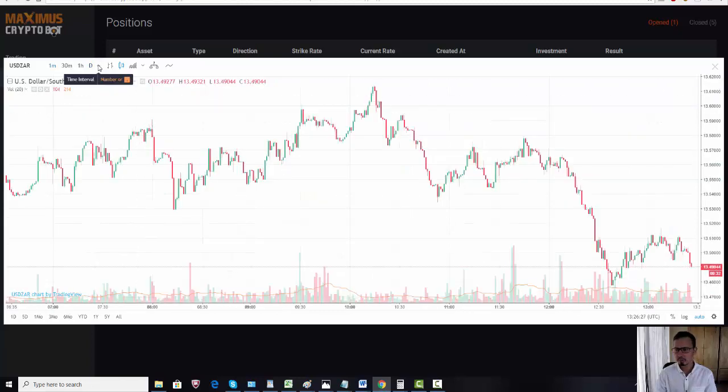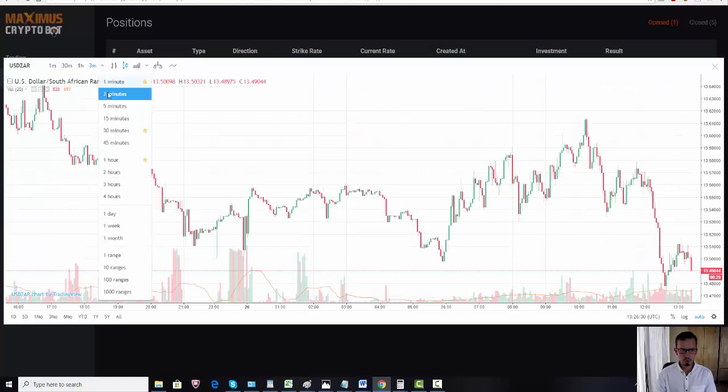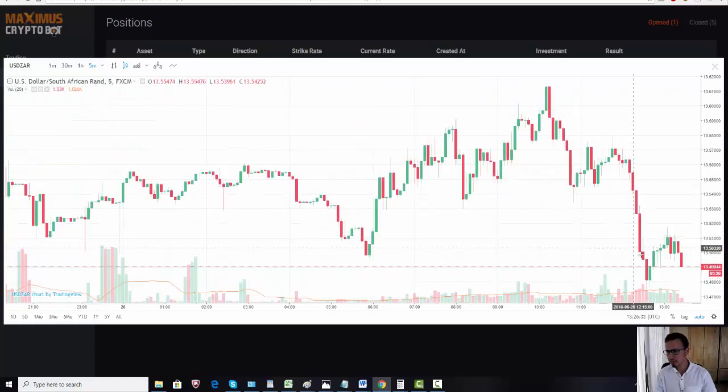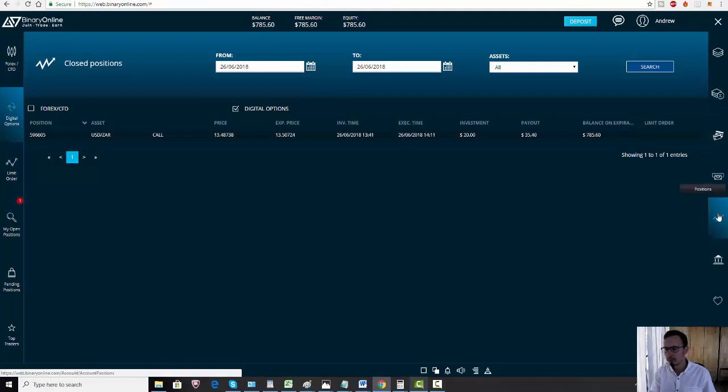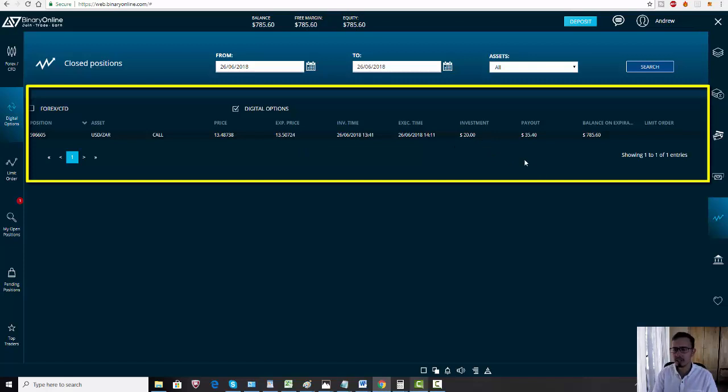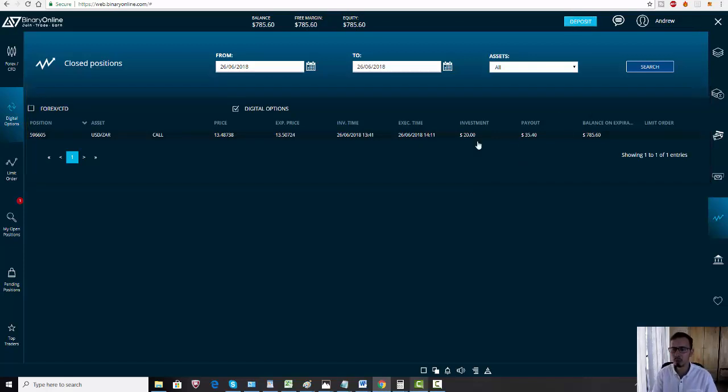So let's take a look at the 5-minute chart. As we can see right here, we placed a trade around this area. Let's take a look at the actual expired positions for today. The position was USD ZAR, the call position, and the strike rate was 13.48738 and the expiry rate was 13.50724. This was a trade that we placed, guys, at the beginning of the video, where we already generated $15.40 profit. So this was the winning position from my previous trade.